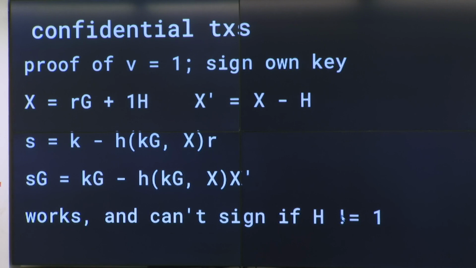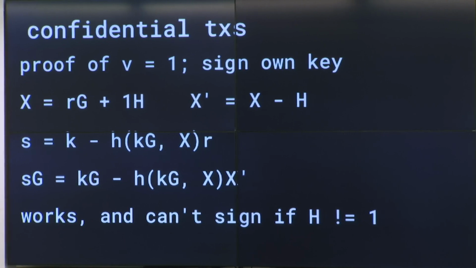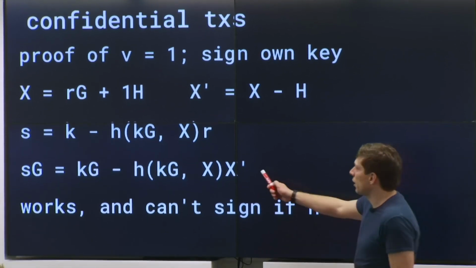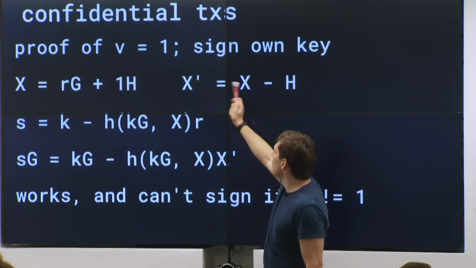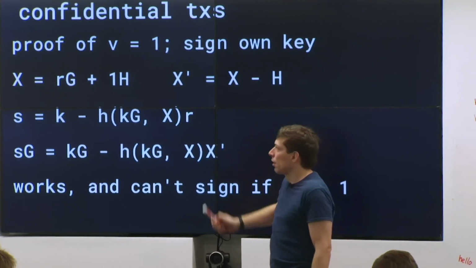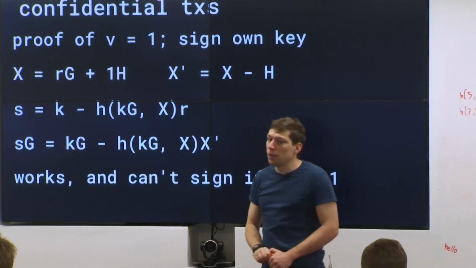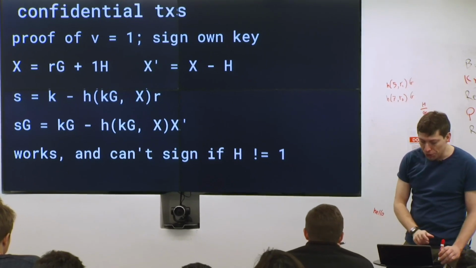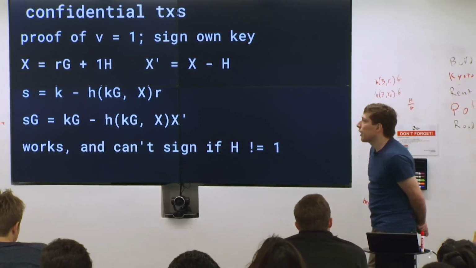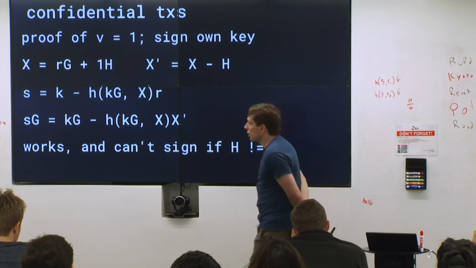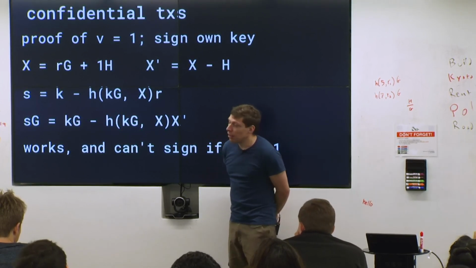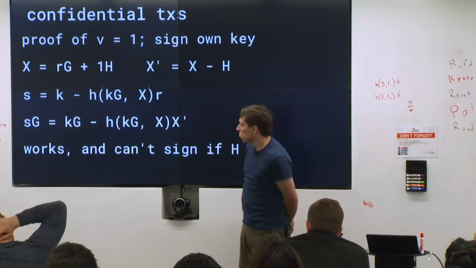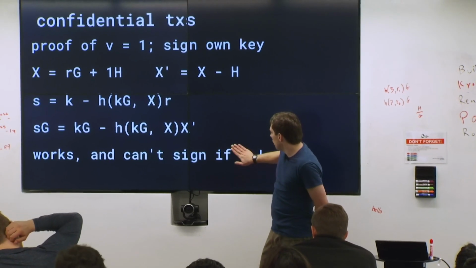So you can also do this with a proof of V equals 1. Again, sign your own key. So you define x prime to be just x minus H. And then you can say, well, look, I'm going to prove to you that V is 1. And the way I do that is take the point I've committed to, x, subtract H from it, and now I'll provide a signature on that new point. And this should be V.